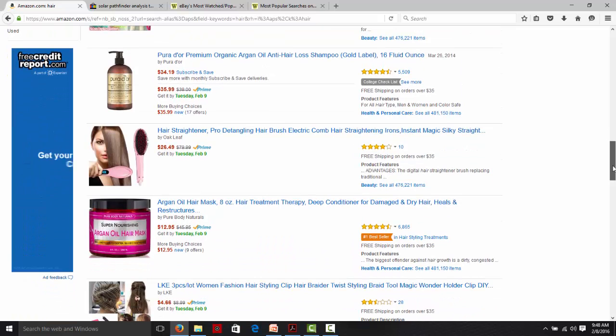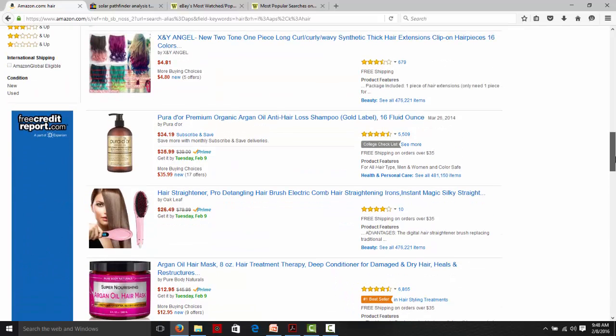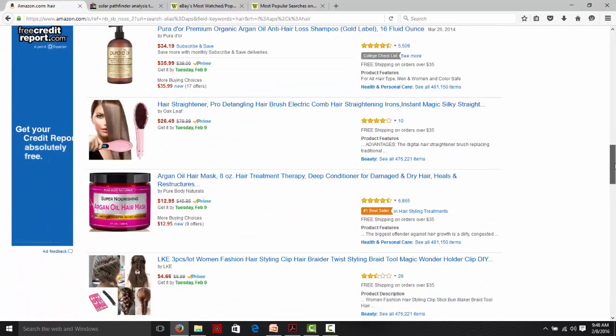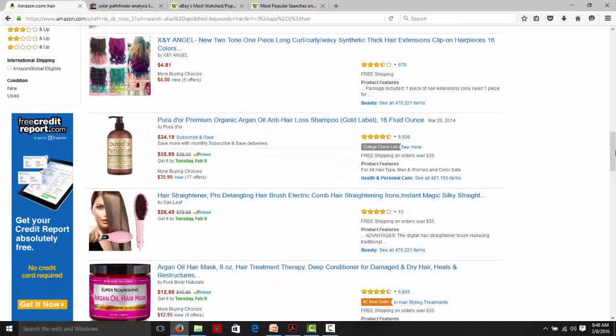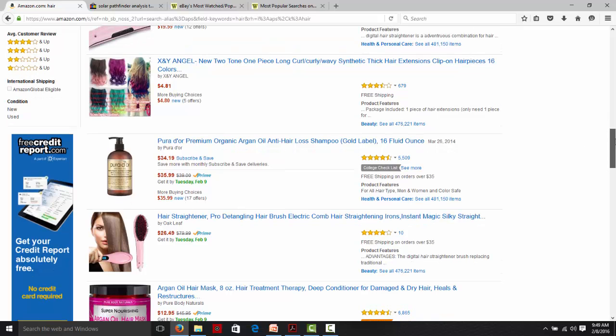The goal is to see which products give solutions to a problem. Here's the product that came up and that I used to sell in the past, with great success. It's this one right here, the Pura D'Or Premium Organic Argan Oil, which is an anti hair loss shampoo. This is a great product that I used to sell in the past. I sold a ton of units of this product, and actually the price is high right now, but I used to buy it very cheap.